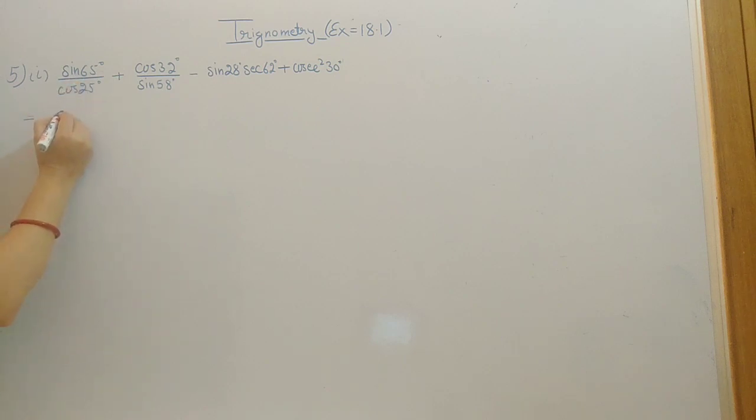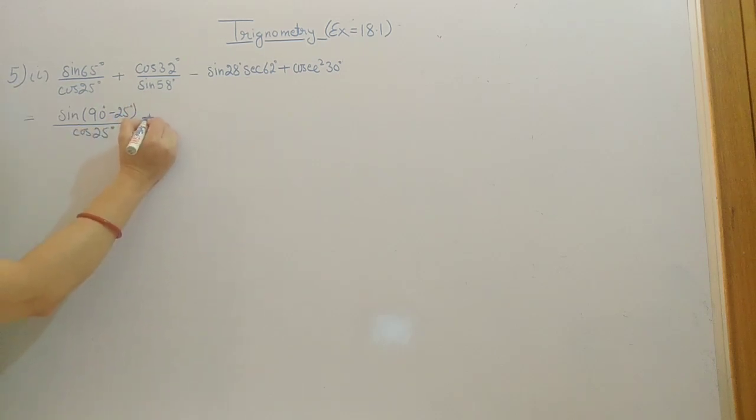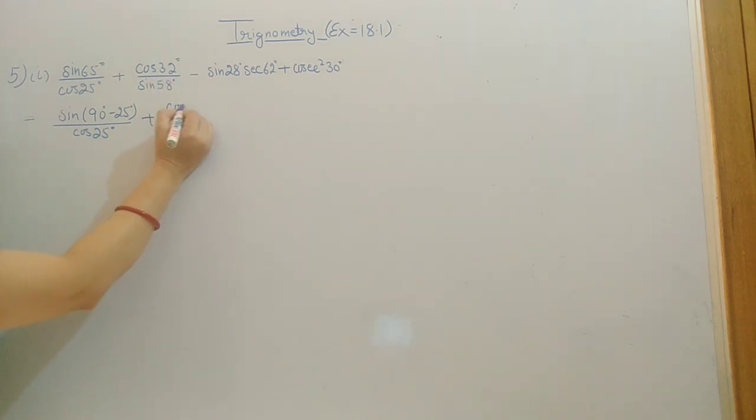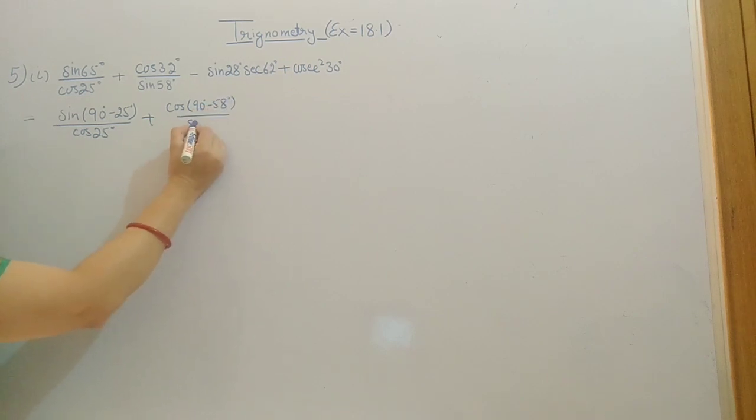So sin 65 we can write as sin (90 minus 25) divided by cos 25. Then second one, any one we have to change. So cos 32 we can write as cos (90 minus 58) by sin 58.